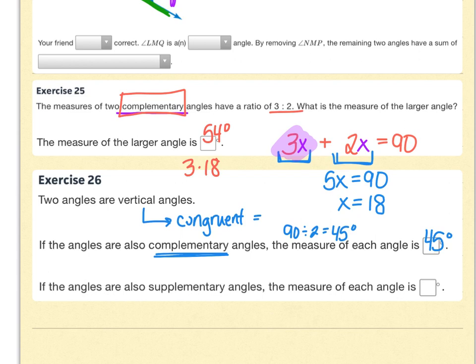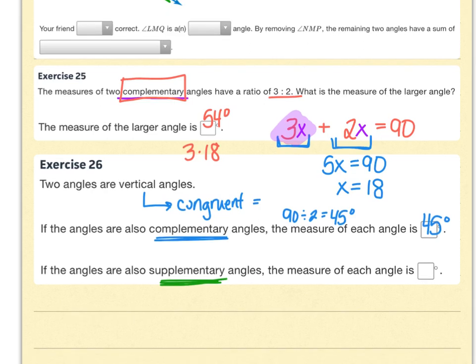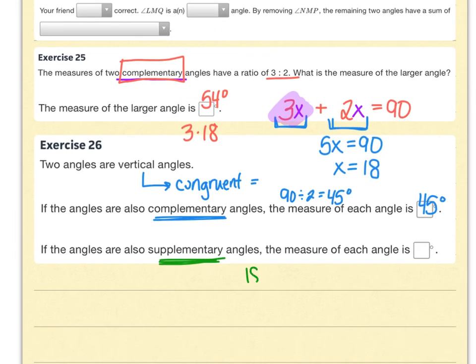And then it wants us to know if the angles are supplementary angles, what would the measure of each of them be? Well, if they're supplementary, that means they add to 180. And since they're both the same size, if I divide by 2, each of those angles would have to be 90 degrees.